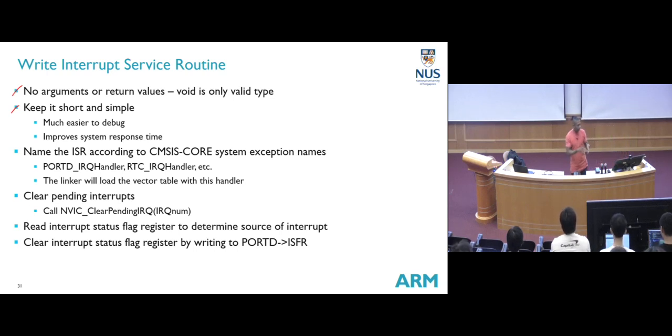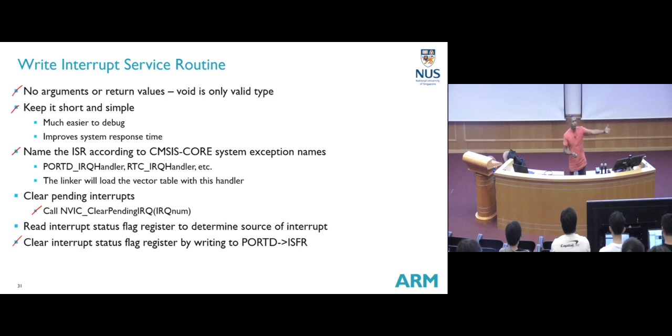Do what is really important, and then we offload the rest later on. How do we label the IRQ handler? We look at it based on the header file and all the macros we have. Once I'm inside the ISR, I need to do two things. I need to clear the pending interrupt, and I also need to clear the interrupt status flag register. This is to tell the processor that I've already serviced the interrupt.